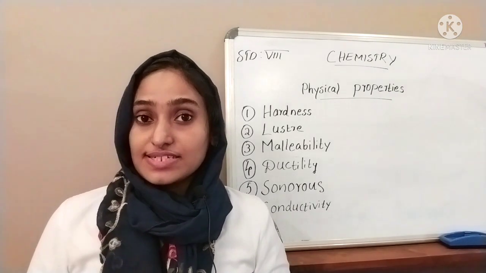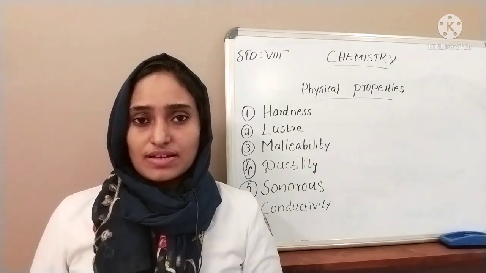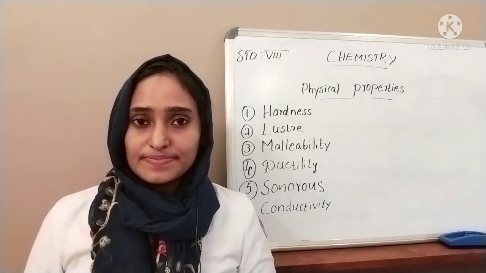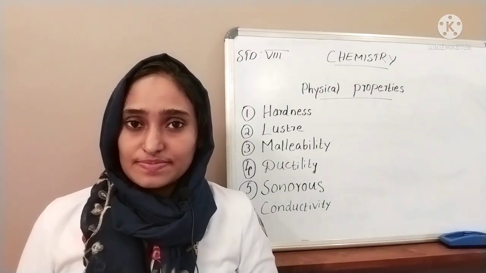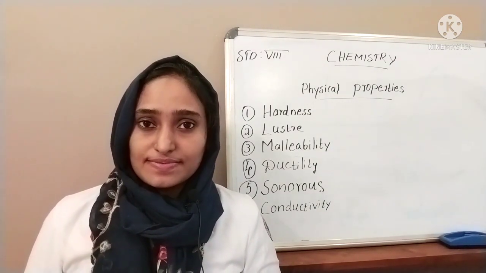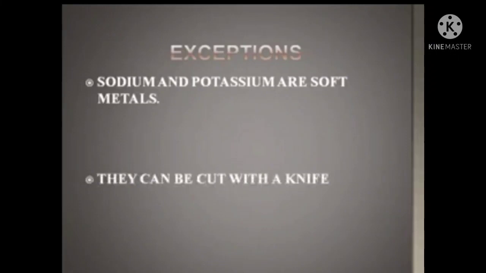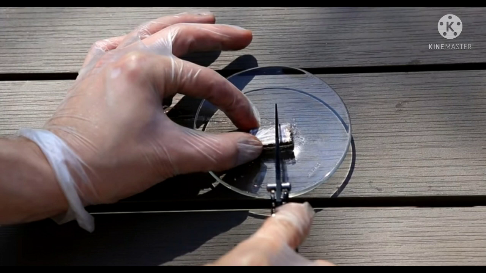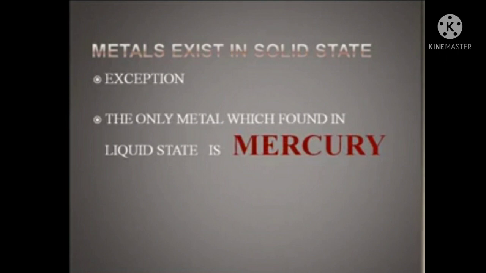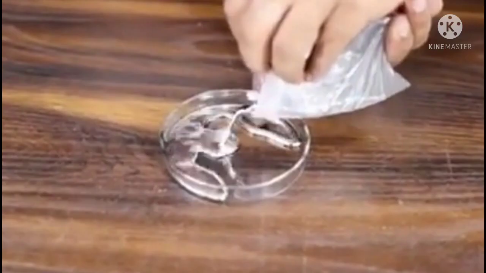So children, is it easy to differentiate metals from non-metals on the basis of these physical properties? But there are some exceptions. Let's see what the exceptions are. All metals are hard. There is an exception: sodium and potassium are soft metals. These metals can be cut with a knife. All metals exist in solid state except mercury. Mercury is the only metal which is found in liquid state at room temperature.